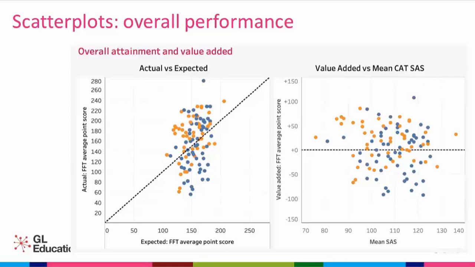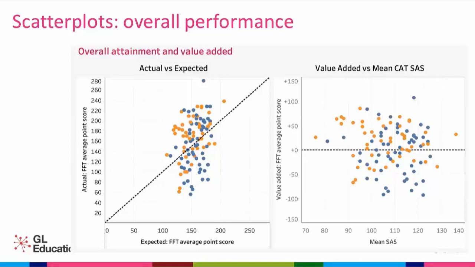Again, these scatterplots work very well in the online system because you can hover over each of the dots and actually see who that student is. You can see their exact scores. So it's a very useful way of identifying, for example, on this scatterplot, who is the student at the very top that's achieved a score that's much higher than we expect.